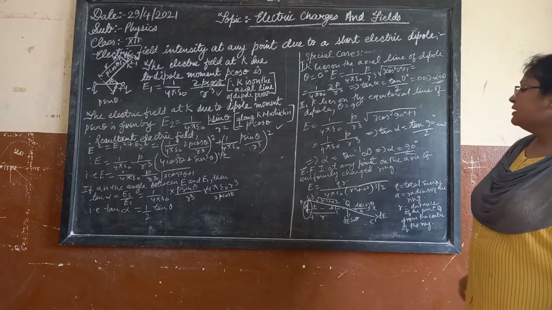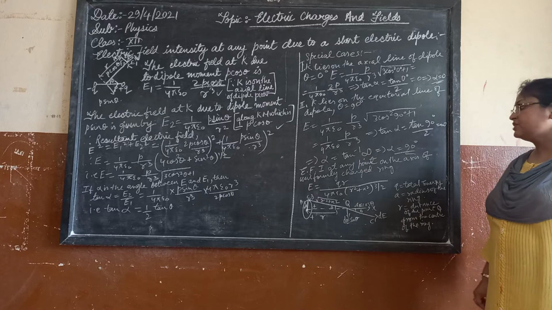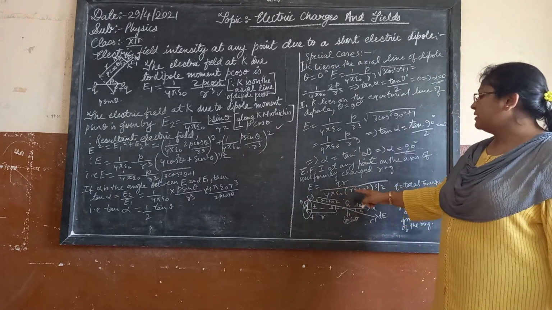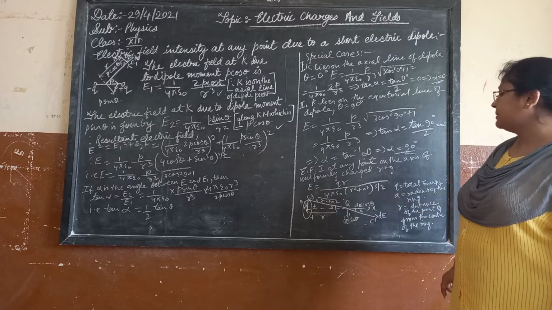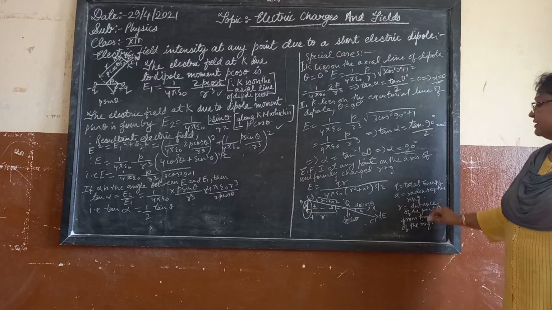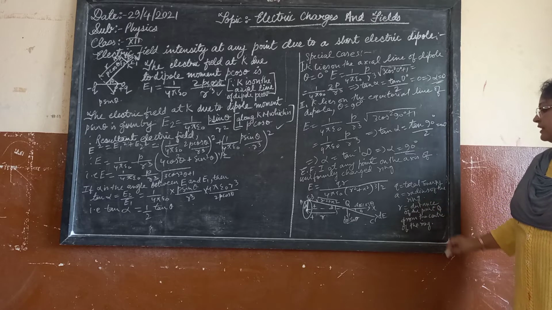Now for electric field intensity at a point on the axis of a uniformly charged ring, we will have E equal to 1 upon 4 pi epsilon 0 into q r upon (r square plus a square) to the power 3 by 2 itself. So q is the total charge here, a is the radius of the ring itself, and r is the distance of the point from the center of the ring itself.